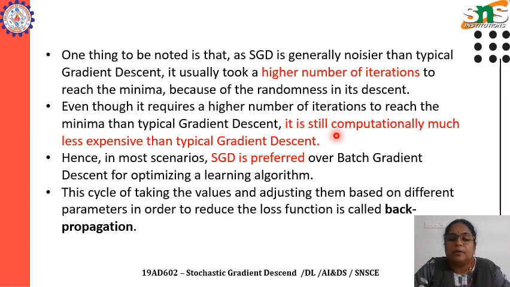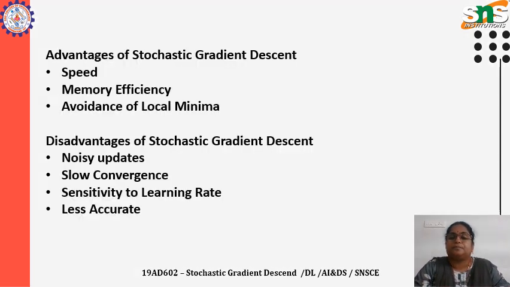The cycle of taking the values and adjusting them based on the different parameters in order to reduce the loss function is the main objective of all these gradient descent algorithms: to minimize the loss function and provide the minimal values on the training set. This concept of reducing the loss function, which we have already discussed, is called backpropagation.